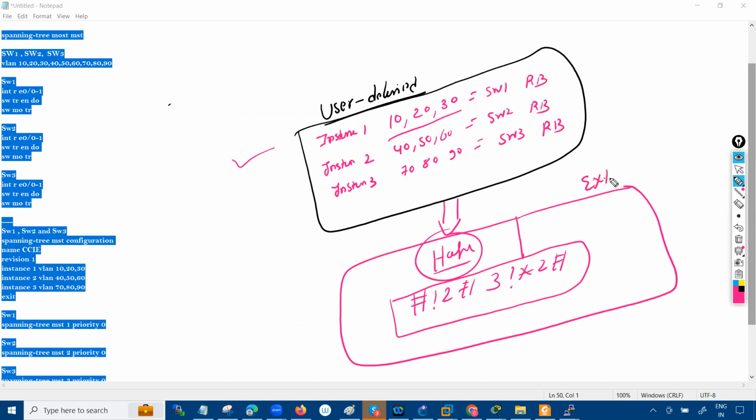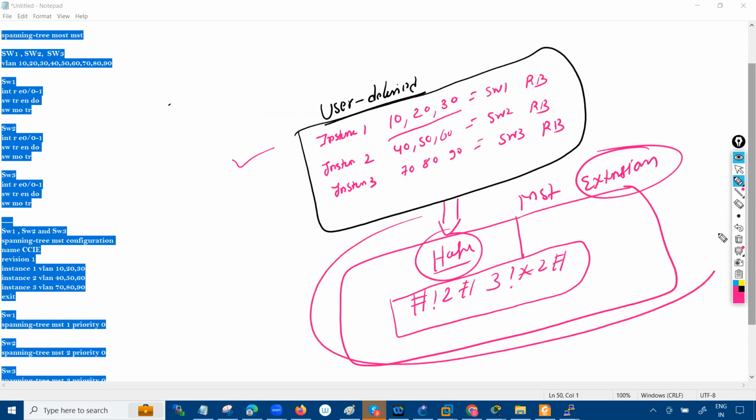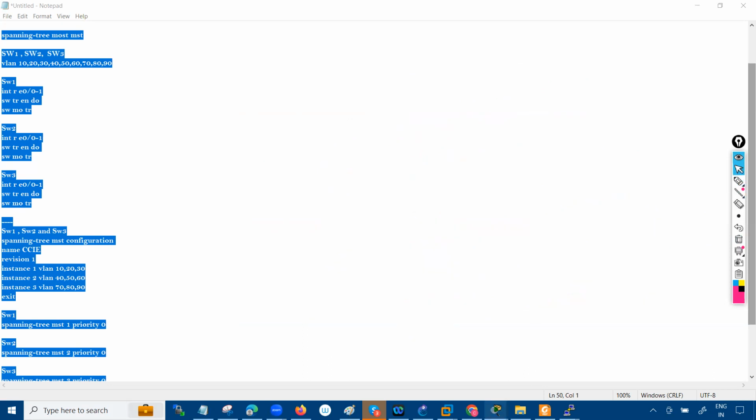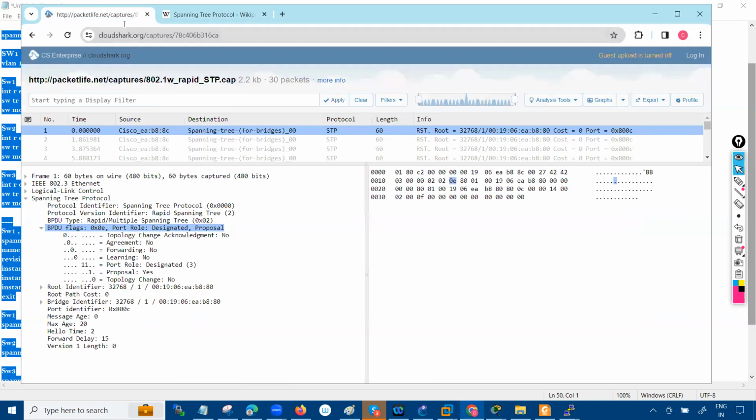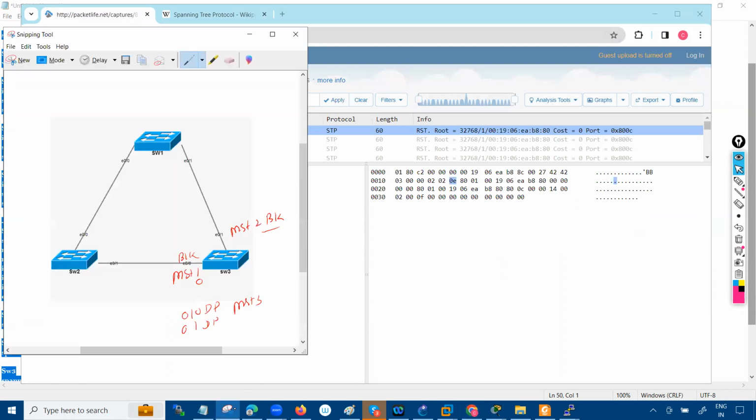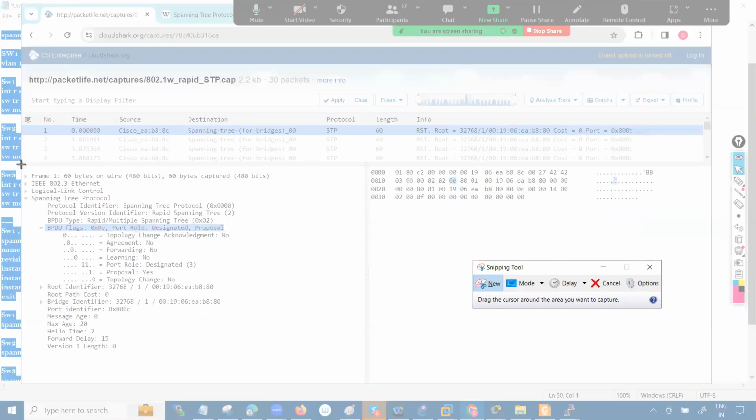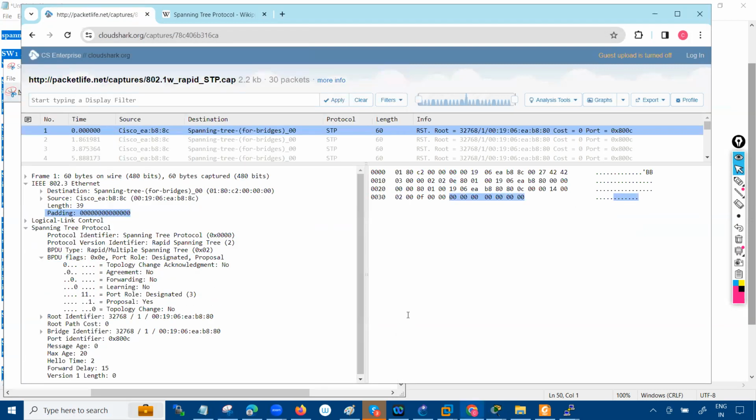This extra field is known as the MST extension. So in the normal BPDU, they added the MST extension. This field stores the MST information, and it has the hash information of it. Let me show you. I can have a look at this normal BPDU, and then I'll compare it with the MST protocol.